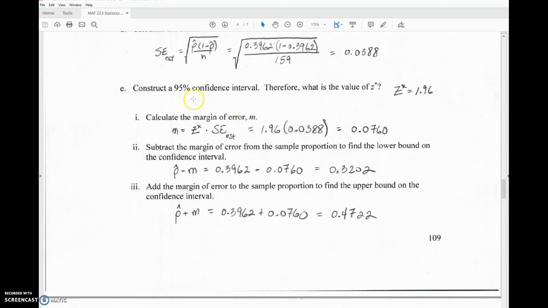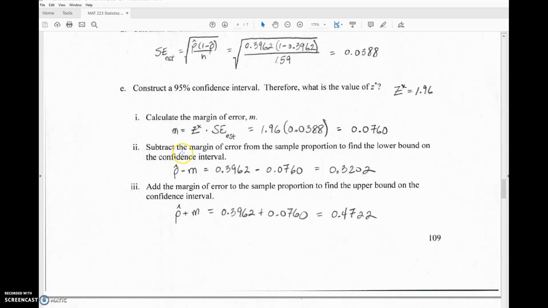And we want to construct a 95% confidence interval. So the value of z star that we need to use, remember we're being more precise now. We're not using the empirical rule and saying it's 2 standard deviations away. We're using the more precise value of z star, which is 1.96. So the margin of error, m, is that z star times the standard error estimate. So 1.96 times 0.0388 comes out to be 0.0760.